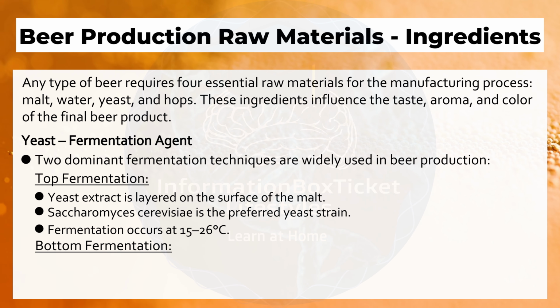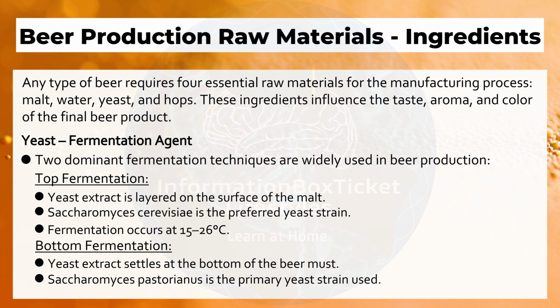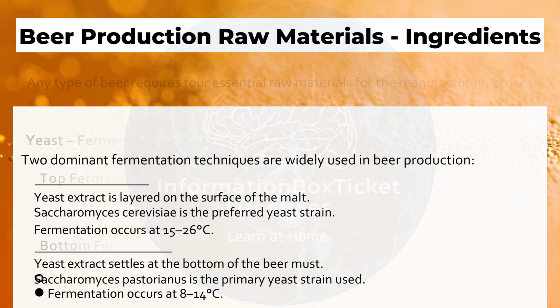Bottom fermentation. Yeast extract settles at the bottom of the beer must. Saccharomyces pastorianus is the primary yeast strain used. Fermentation occurs at 8 to 14 degrees Celsius.